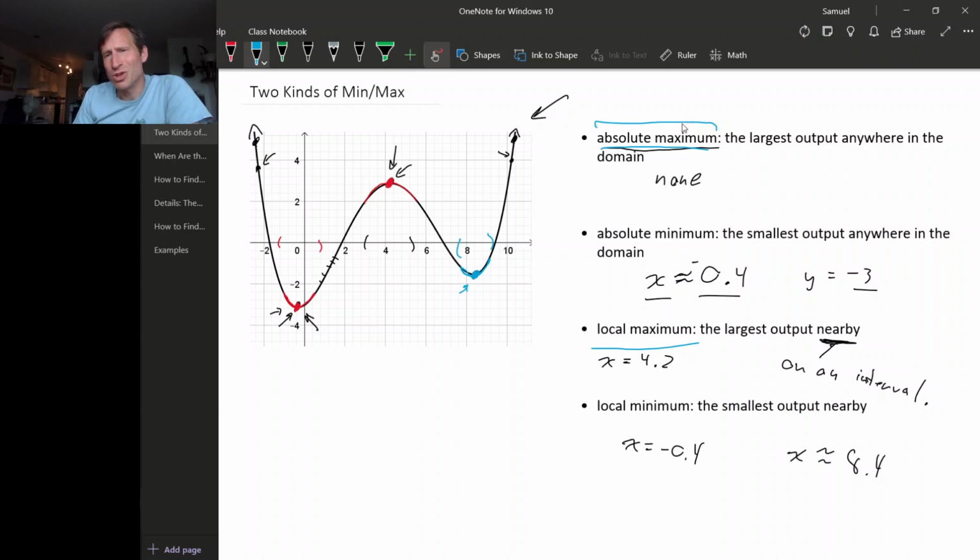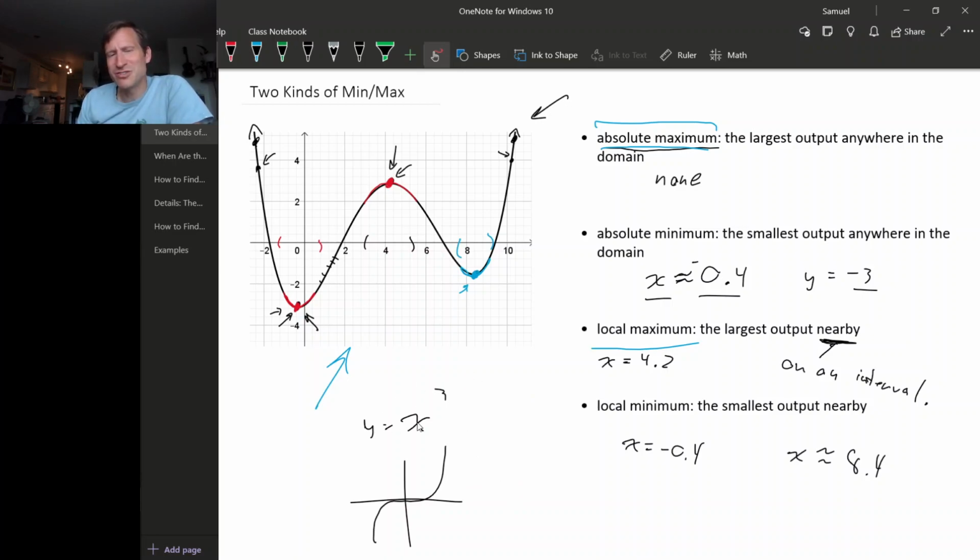Well, before we go looking for absolute minimums and maximums, maybe we should try to guarantee that a function actually has absolute minimums and maximums. This graph shows you that it's actually very possible for a function to not have an absolute maximum. It's also possible for a function to not have an absolute minimum. Think of, say, the function y equals x cubed. The graph of that looks like this. This function doesn't have an absolute maximum or an absolute minimum.